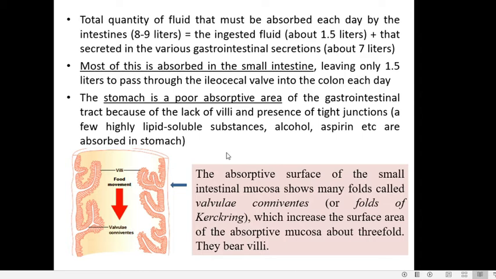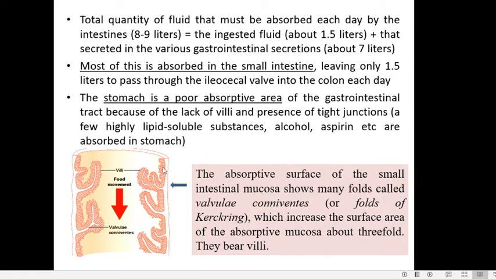For example, some lipid soluble substances which can traverse through the lipid bilayer, alcohol, aspirin, etc. They are absorbed in the stomach. And mostly those substances which will diffuse by simple diffusion through the plasma membrane will have lipid solubility. So automatically some of these substances can pass through any part of the gastrointestinal tract. So also in the stomach some lipid soluble substances will be absorbed into the epithelium of the stomach mucosa.